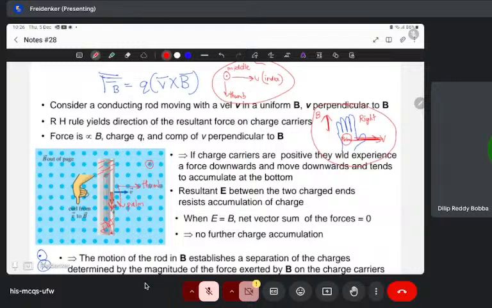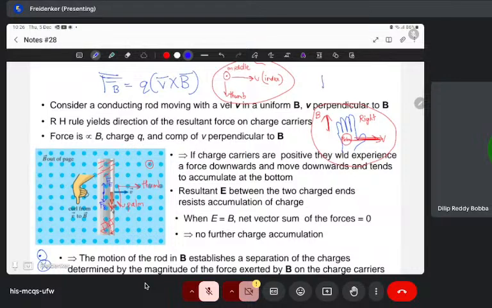Finally, what will happen is, since positive charges are down and negative charges are up, you will get an electric field between them. So this is one more force. Now one more force is coming into picture. Electric field is coming into picture. Finally, all charges will stop moving when there is an equilibrium between the magnetic force and the force due to electric field.